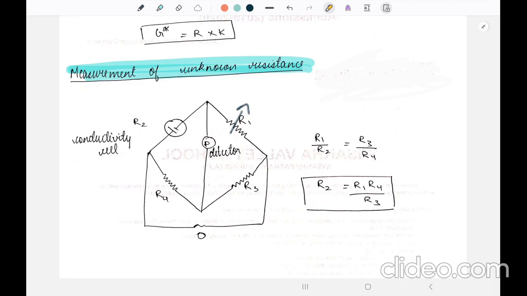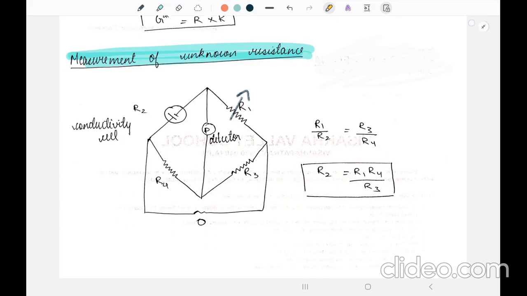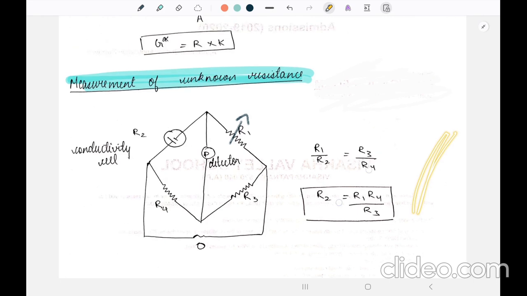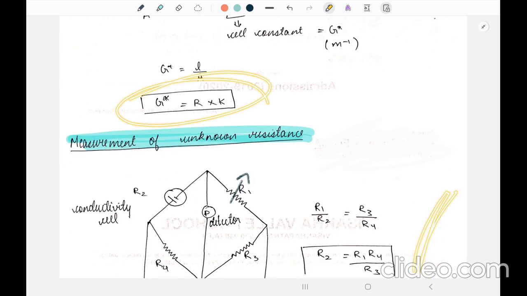So when no current passes, R1 by R2 is equal to R3 by R4 according to the Wheatstone bridge principle. So from this we can find the R2 value to be R1 into R4 by R3. So once we know the cell constant and the resistivity of the electrolyte in the cell, then the conductivity can be measured using the formula.